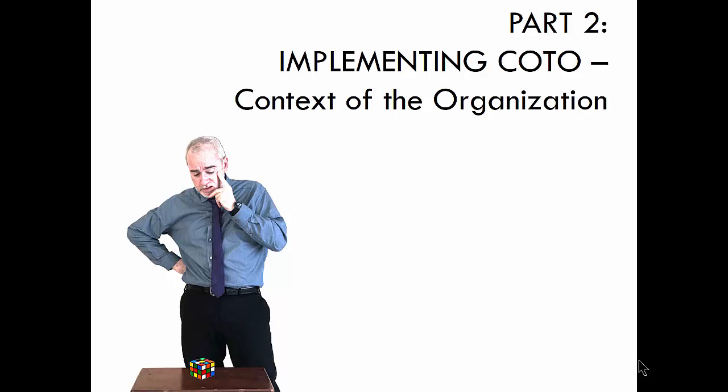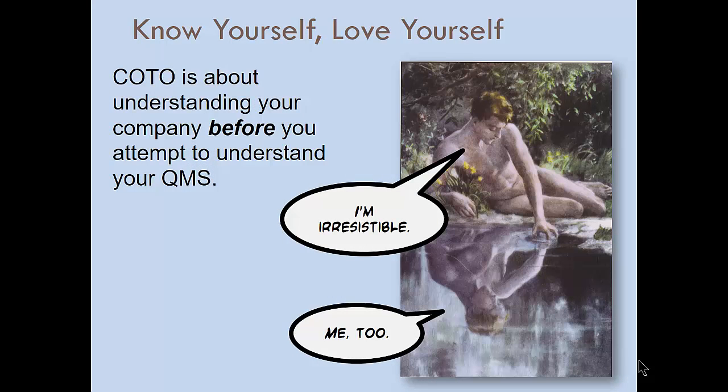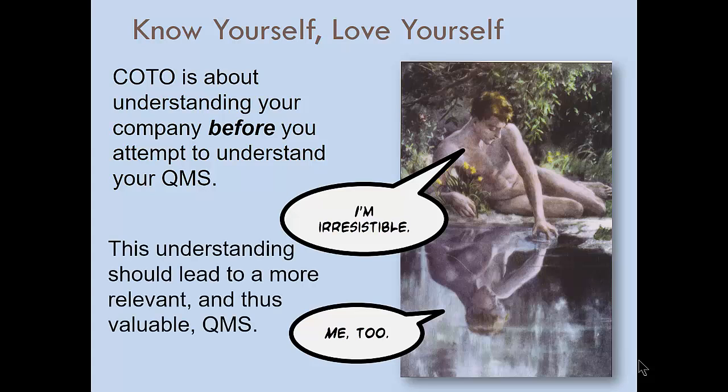So let's begin now by looking at, first, COTO, the context of the organization, how to implement that. COTO is about understanding your company before you attempt to understand your quality system. And even though this came from the TMB, it's actually a pretty cool requirement. I'm pretty happy it's in there because it's a good idea. I think it's causing a lot of confusion, and perhaps it's a little bit overcooked in the standard, but in the end, it should be helpful if you understand how to navigate through it.